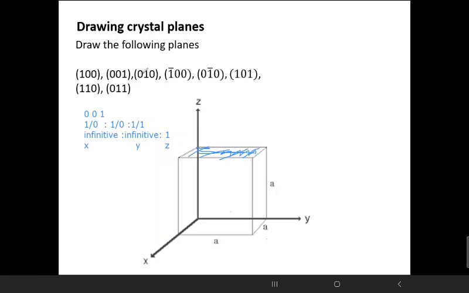Similarly, (0, 1, 0). So (0, 1, 0), which plane does this lie on? The third question, which plane will it lie on?